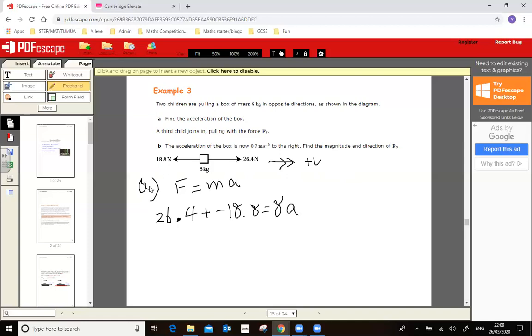So now 26.4, so take away 18.8, and what would that be? So that would be 7. My pen stopped working. Oh, here we go. Oh, okay, I have some technical problem. The pen has now gone a bit crazy. Right, here we go. 7.6.